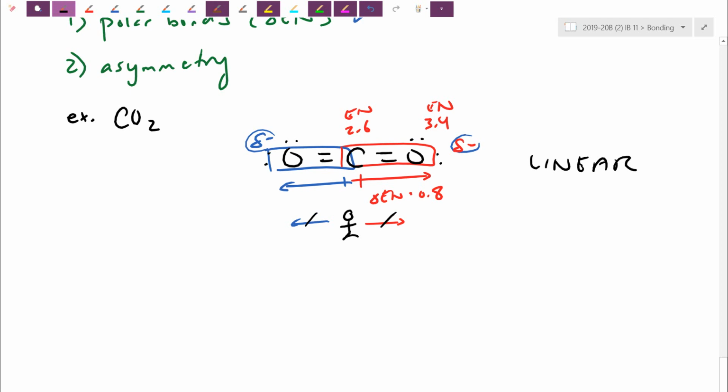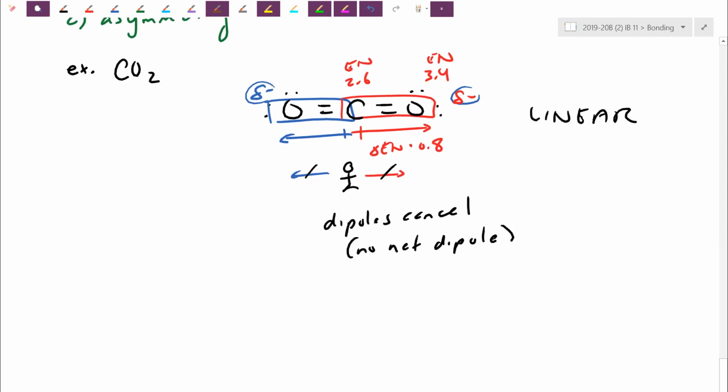And basically, because those arrows canceled out, even though I do have polar bonds, that's still going to be important for our IR spectroscopy stuff next year. But overall, I'm getting pulled evenly in both directions. I can say here the dipoles cancel. Another way of saying that is there's no net dipole. There's no overall dipole. There's no unbalanced force. There's no unbalanced arrow. And therefore, even though I do have polar bonds, this molecule here is actually nonpolar. Based on the symmetry that I have, if I'm symmetrical, it ends up canceling out.